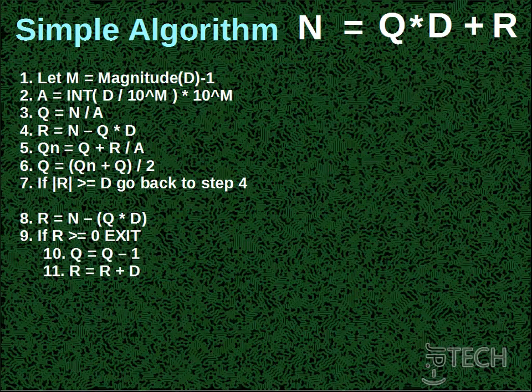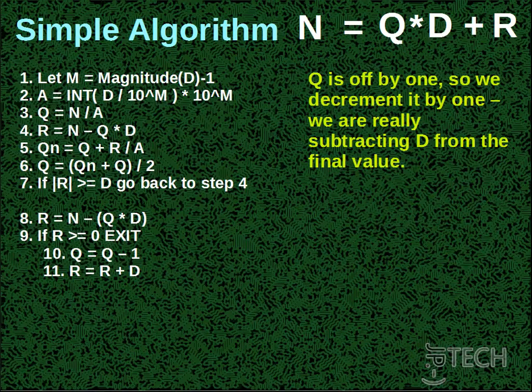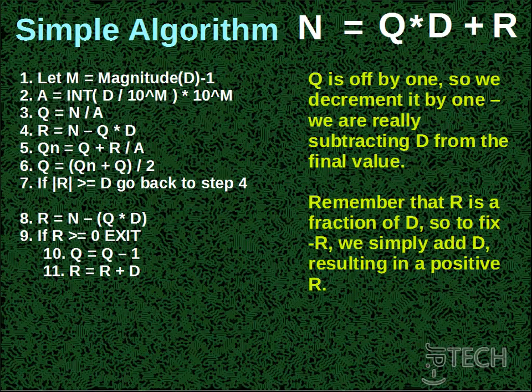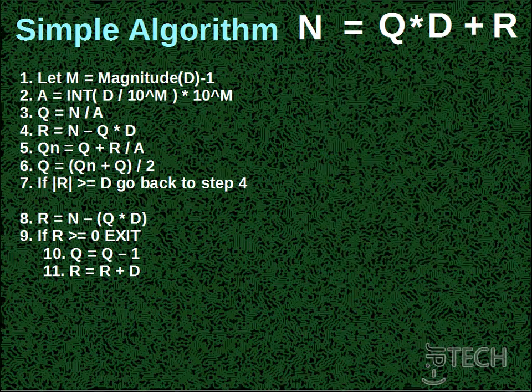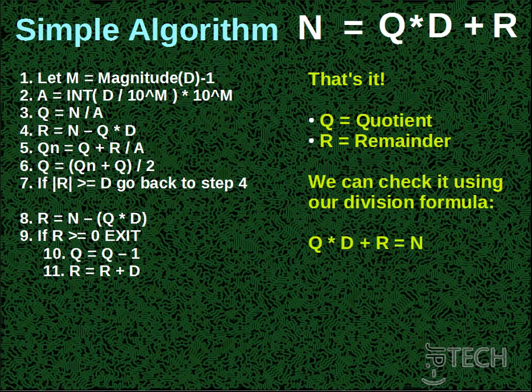We adjust q by subtracting 1. But remember that r is just a fraction of d. In order to make r positive, we add d. And that's it. Q is equal to our quotient, r is equal to our remainder, and we can check it using our simple division formula.